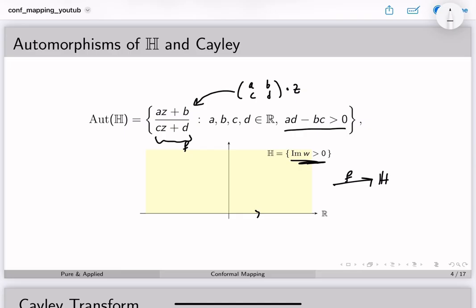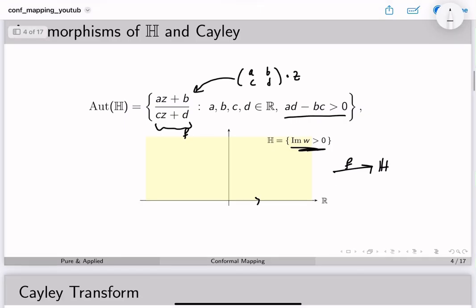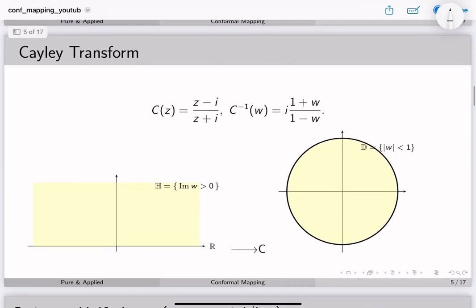Okay, so now we understand how two domains get mapped to themselves, but that's not really what we're interested in. We're interested in mapping a domain onto the unit disk, okay? And we're going to go ahead and see that. So the first thing we're going to see is, how do we map the upper half plane to the unit disk? To map the upper half plane to the unit disk, we're going to use something called a Cayley transform.